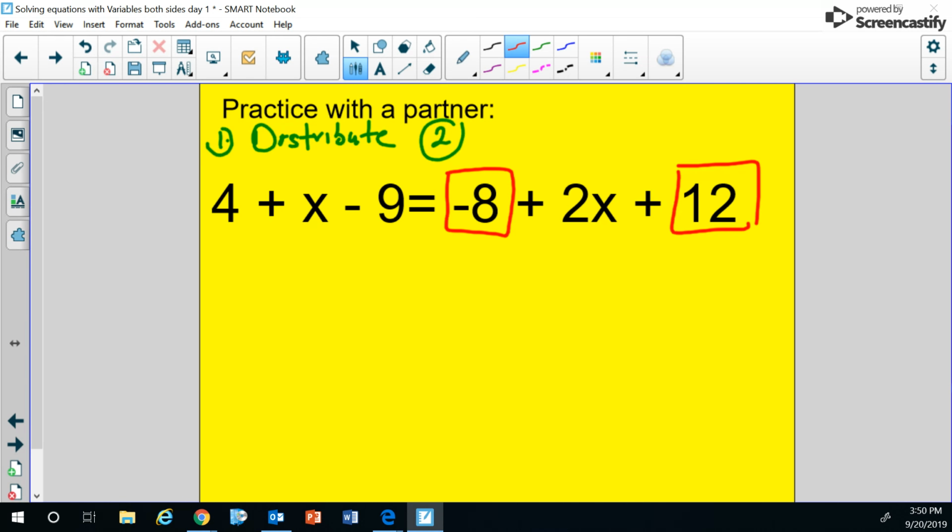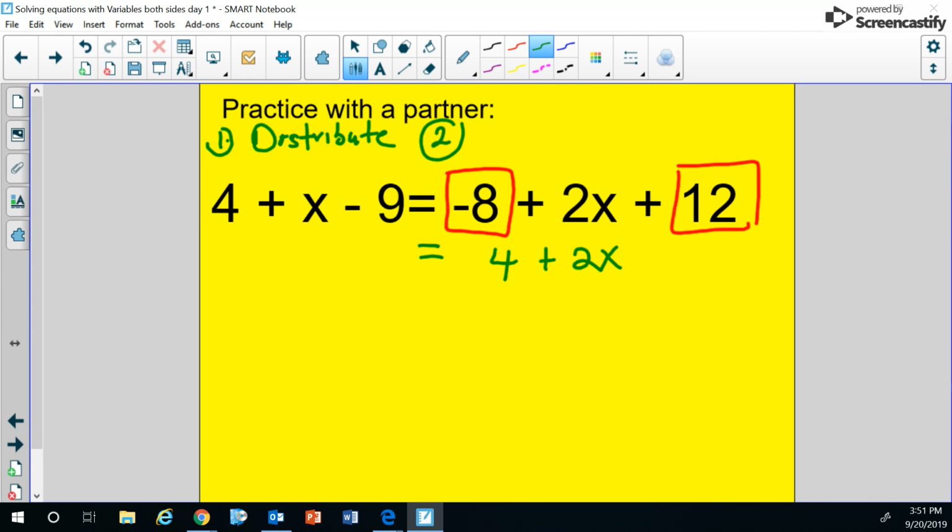So grouping means that I can consolidate. In this case, I'm going to add them. 12 minus 8 is going to give me 4. So I can write this now as 4 plus 2x. I just bring down the 2x.